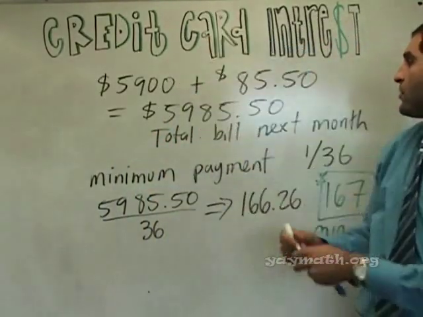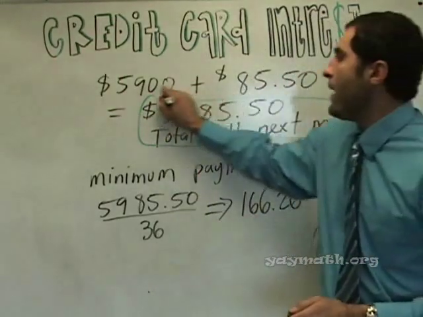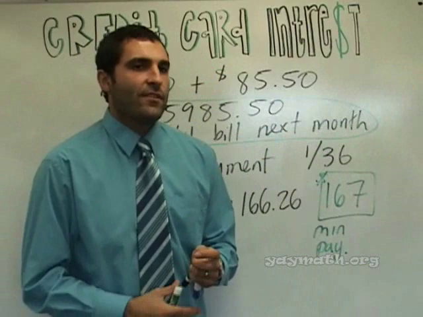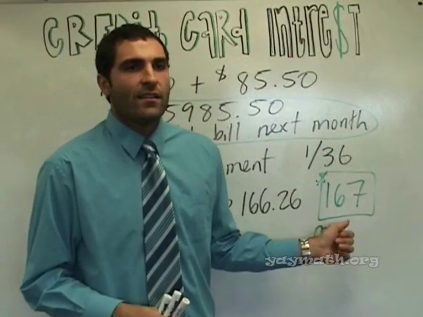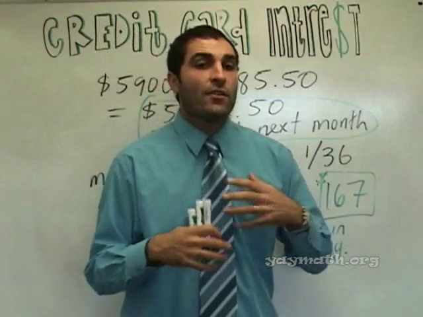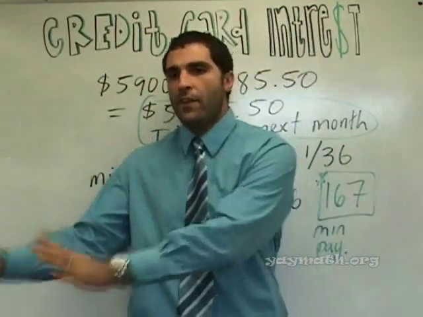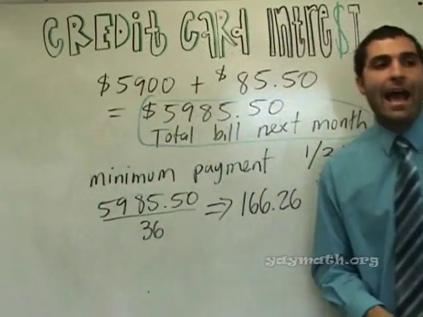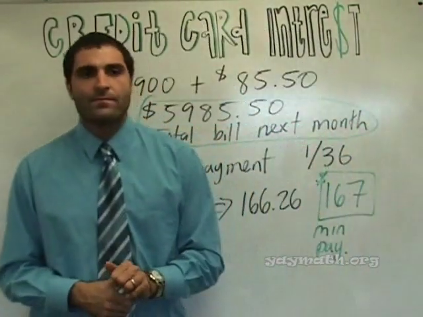And the bill says you owe $59.85, but your minimum payment is $167. Let's say you pay only $167. About how much of your money goes to what you really owe, and about how much goes to the interest for the credit card company? 85 goes to interest. So about half. Half, indeed, half.